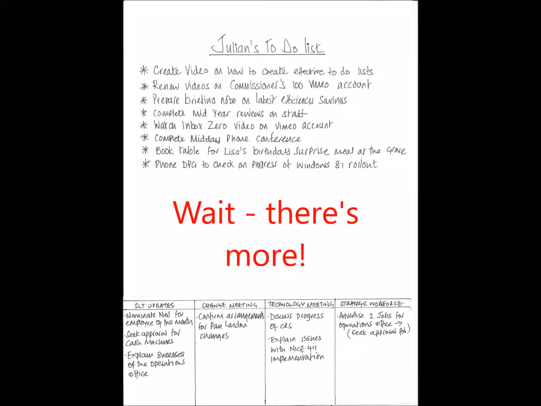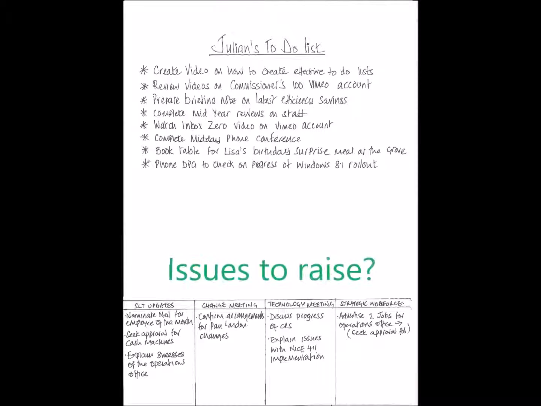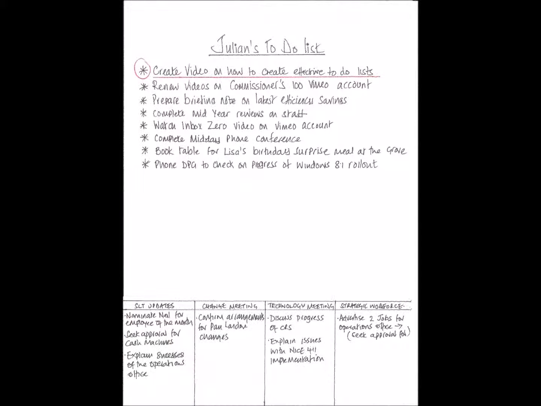To make my to-do list work for me, I have a section at the bottom of the to-do list that I fill in as and when I need it, about issues I need to raise when I speak to various people or attend various meetings. For example, providing an update on what's going on in my world to the senior leadership team meeting.